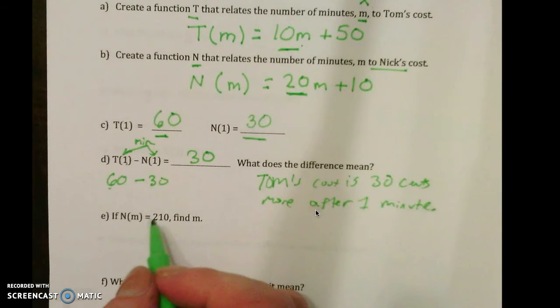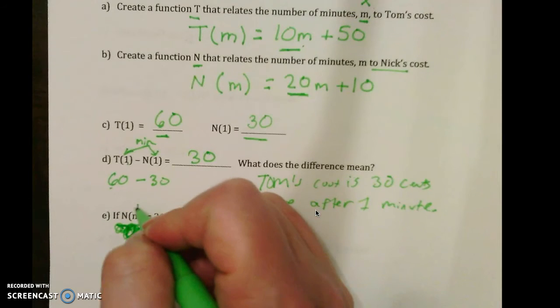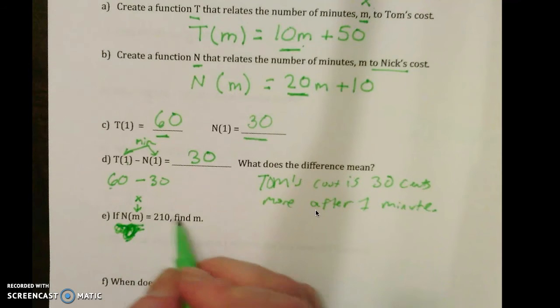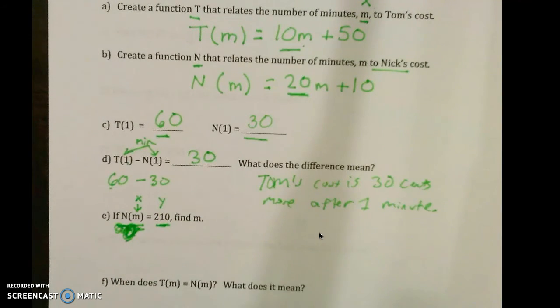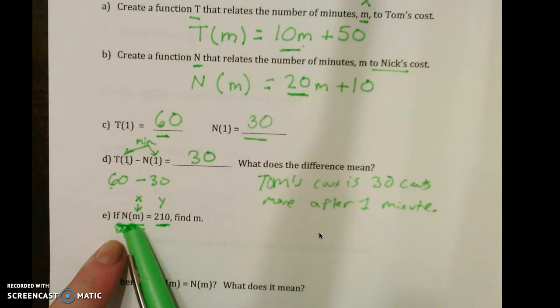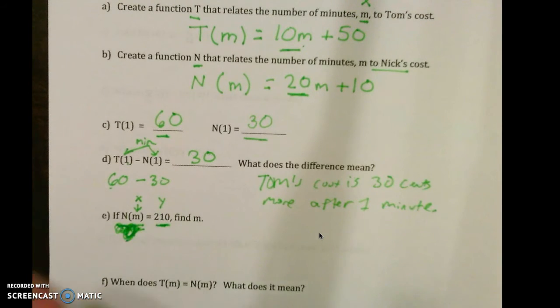If n of m is 210, fine. So we know that this is our x, right, our domain. So this is then our output, right, our y. So it wants us to find m. So if Nick spends 210 cents, how many minutes did he speak for? So right now we use the multiple choice. And then let's go ahead and solve.